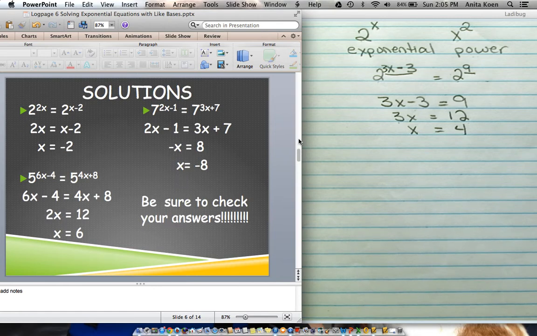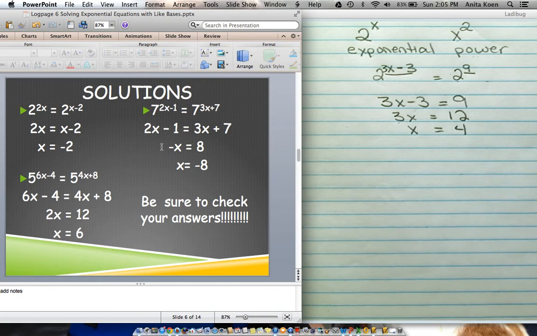All right, here are the solutions to the 3 problems. In the first problem, notice that the bases are the same. Set the exponents equal because the bases are the same. So 2x equals x minus 2. Then we're just going to subtract the x from both sides. 2x minus x is x, so x equals negative 2.